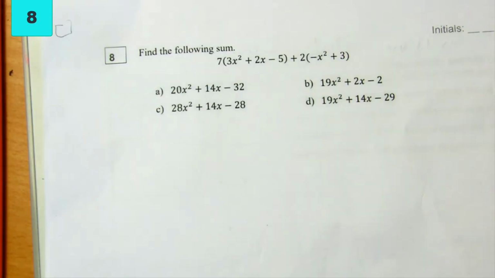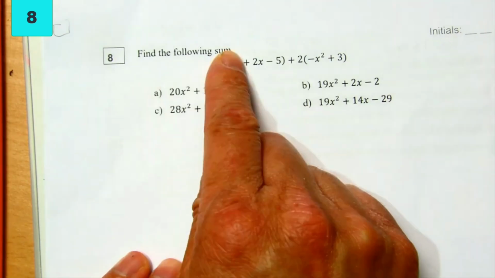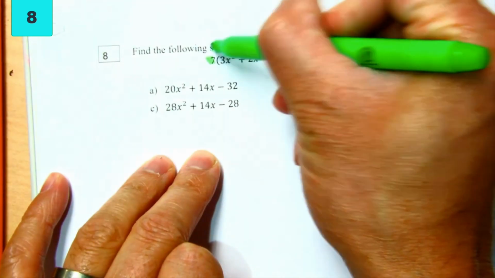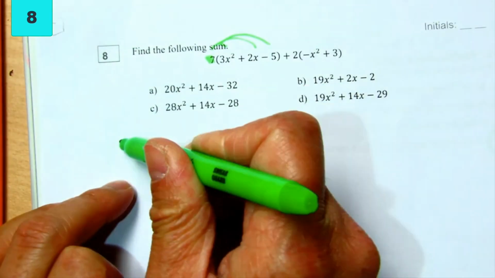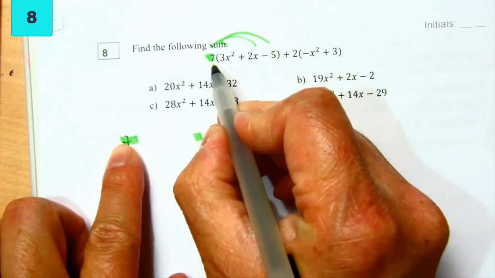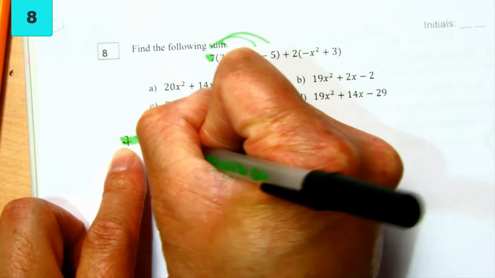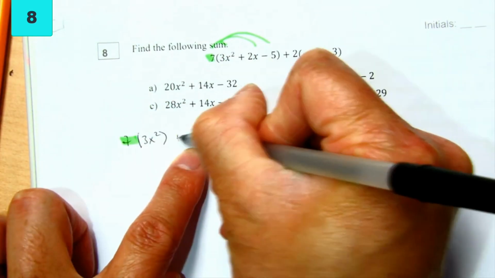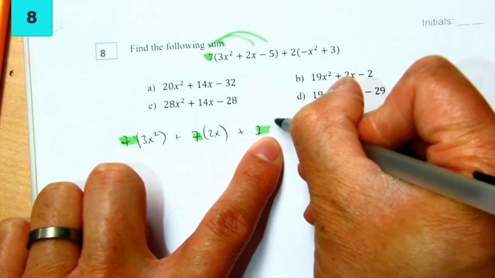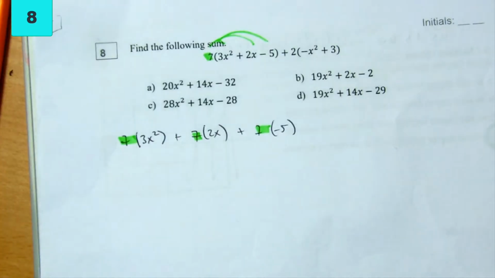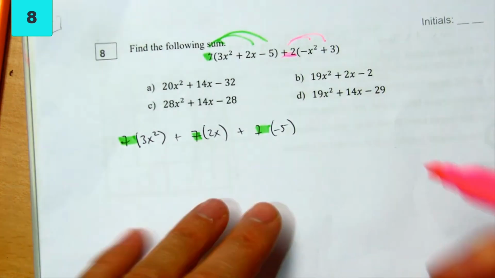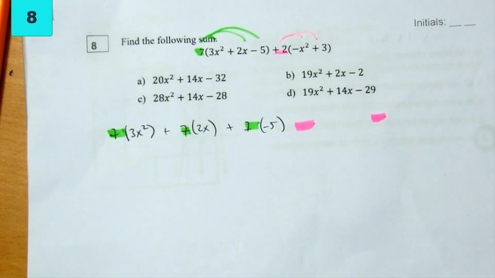Hey guys, let's go over question number 8. Find the following sum. Sum is addition or subtraction. I'm going to distribute the 7 to each of these terms. Pass out the green starbursts to each of these. So that would be 3x squared. The 7 is positive, 2x. 7 again to the -5. We'll pass out a pink starburst to each of these terms. This 2 is positive.